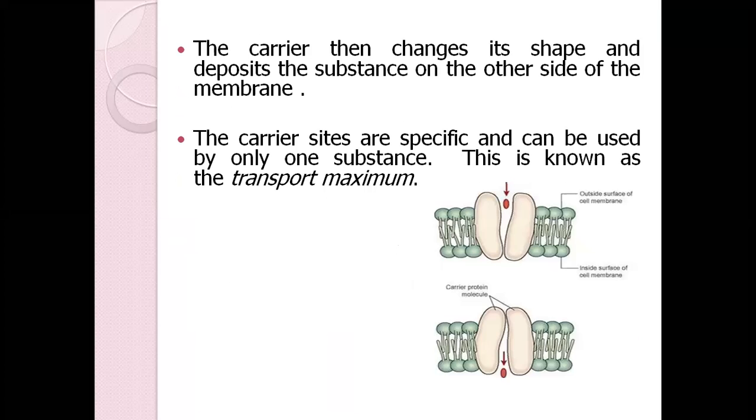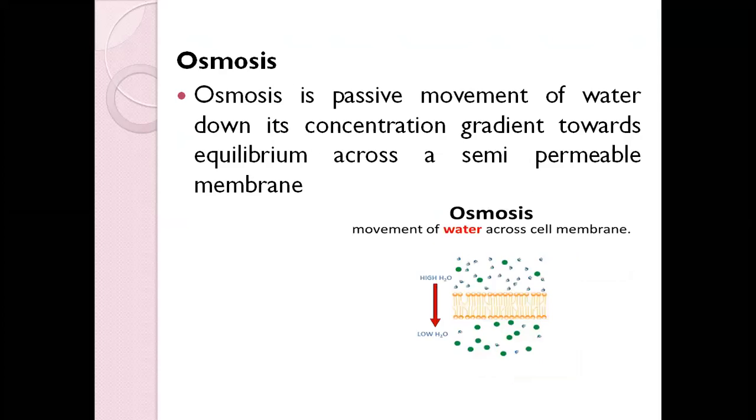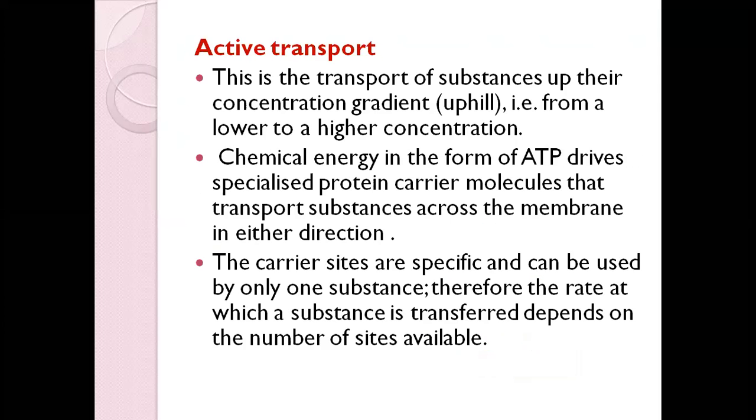Active means the movement will be done with the help of some form of energy. So this is called active transport. This is a transport of substances up their concentration gradient. This is the main reason why they need energy, because to move something up, from the lower to the upper, we need some form of energy. Yes or no? It cannot be done just like that.